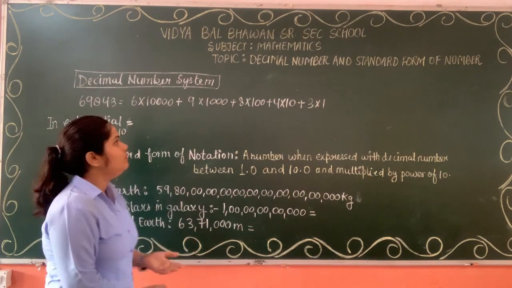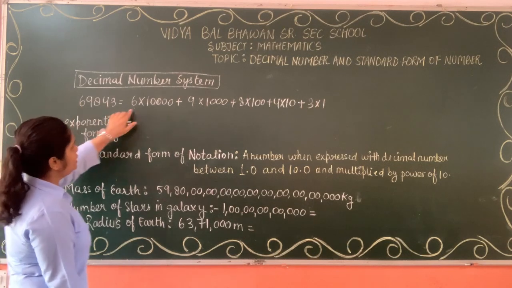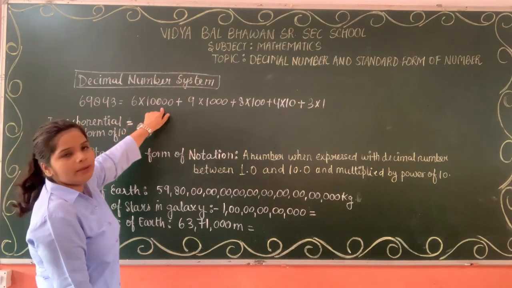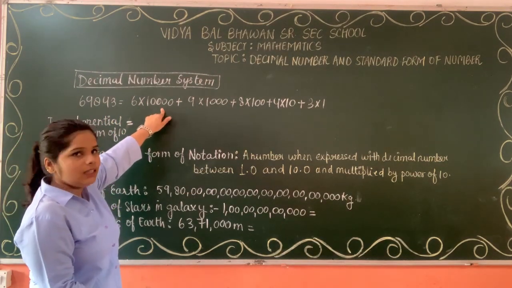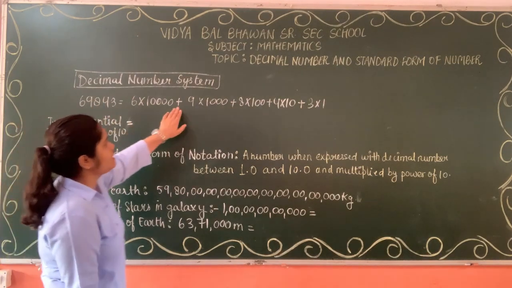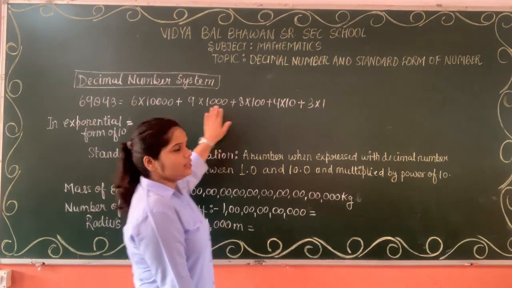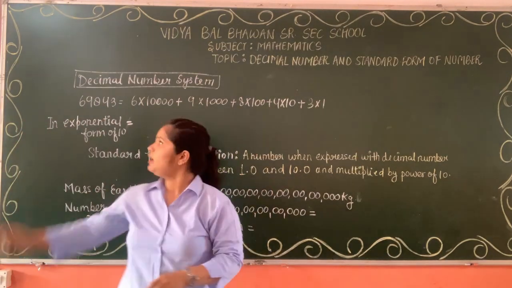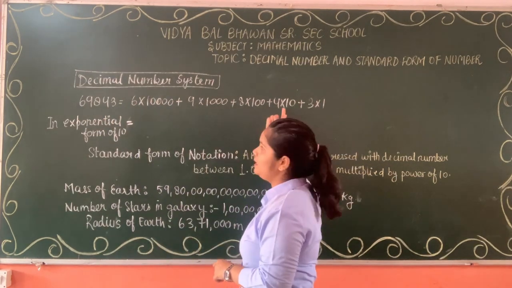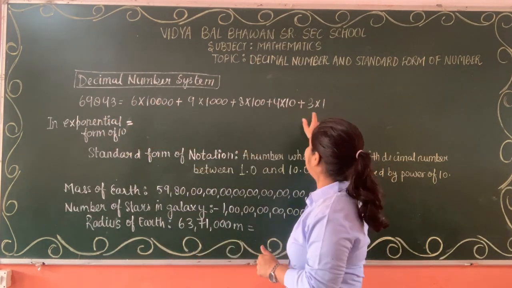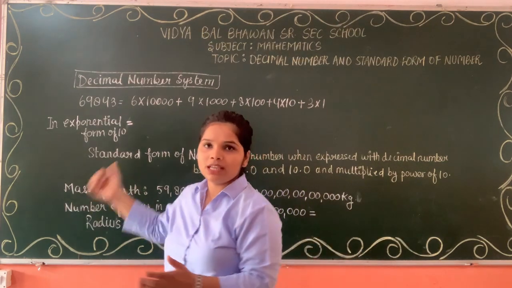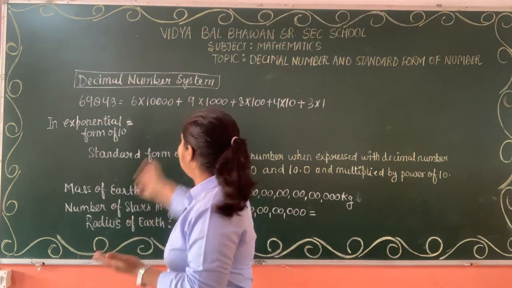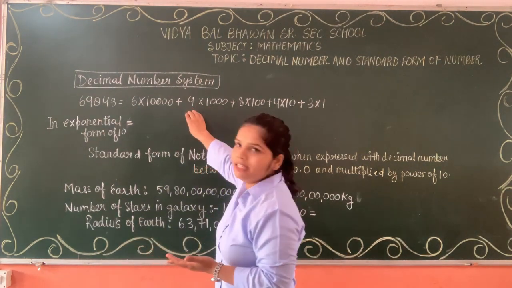Earlier what we used to do, we are writing the digit like 6 at 10,000 place. So 6 multiplied by 10,000. We are expanding the number basically. Then 9 at 1,000 place, so plus 9 multiplied by 1,000. 8 at 100th place, so 8 multiplied by 100. 4 at 10th place, so 4 multiplied by 10. And 3 at 1's place, so 3 multiplied by 1. We used to do this expansion of number, or we can say we used to do the expanded form of number like this way.